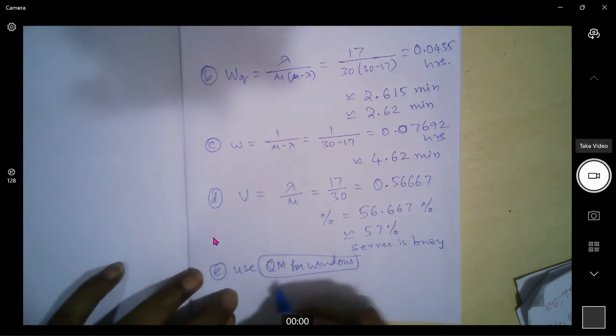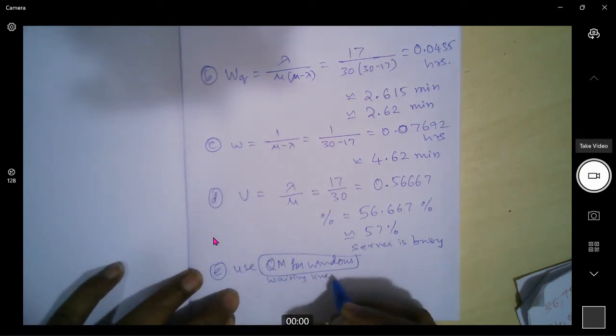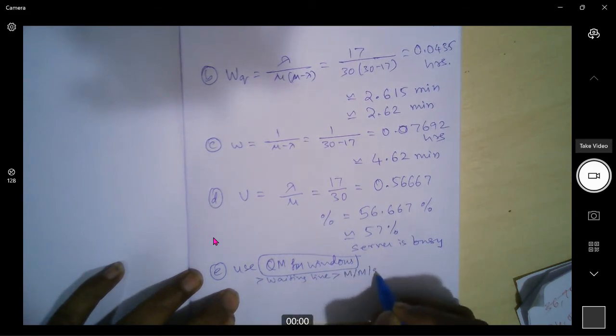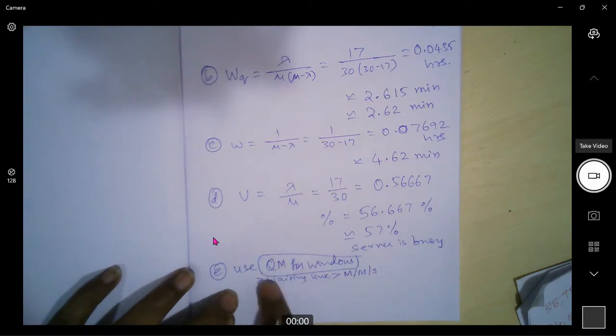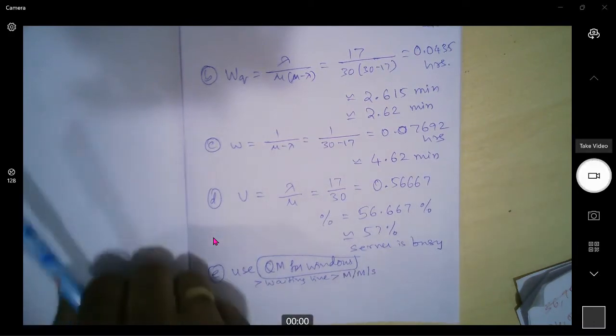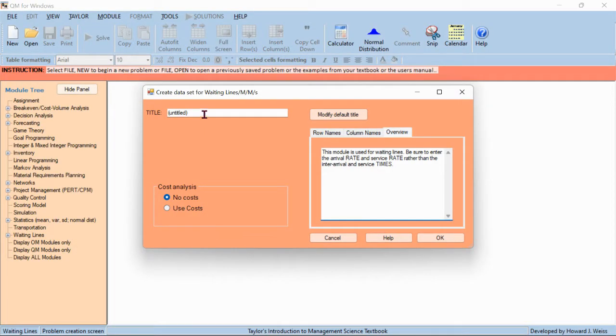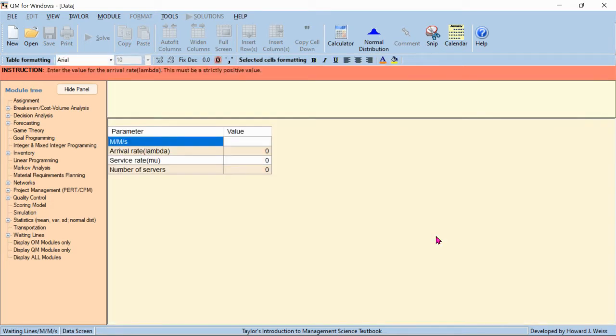So, waiting lines, capital M by small s. This is the code. You select like this, then you will get one screen like this. So simply give a title. I'll just say gas station, and then simply go for OK.